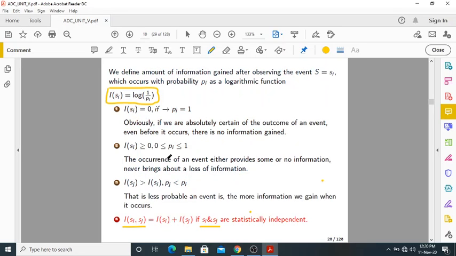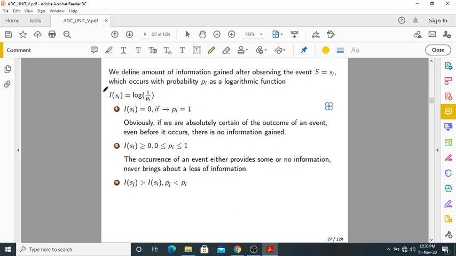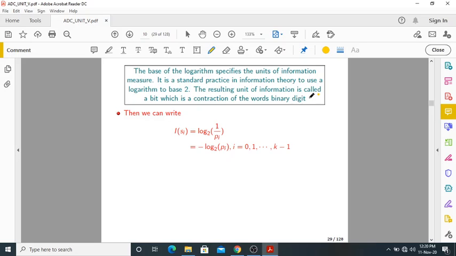Now the formula of information is log of 1 by pi. Here I did not mention the base of the logarithm. It can be 2, 10 or anything. But what I have written here is that generally we take the logarithm to base 2. That is a typical practice. If you take the base of the logarithm as 2, you must say that the unit of information is bit.